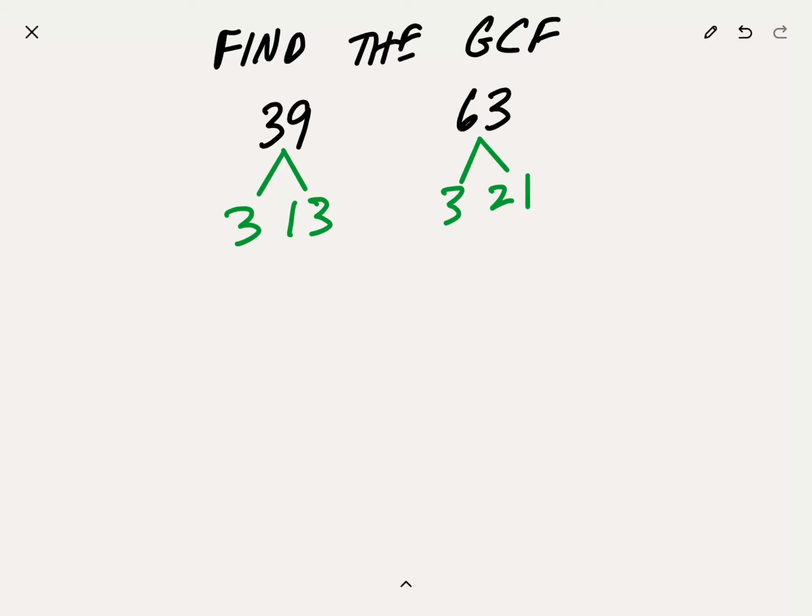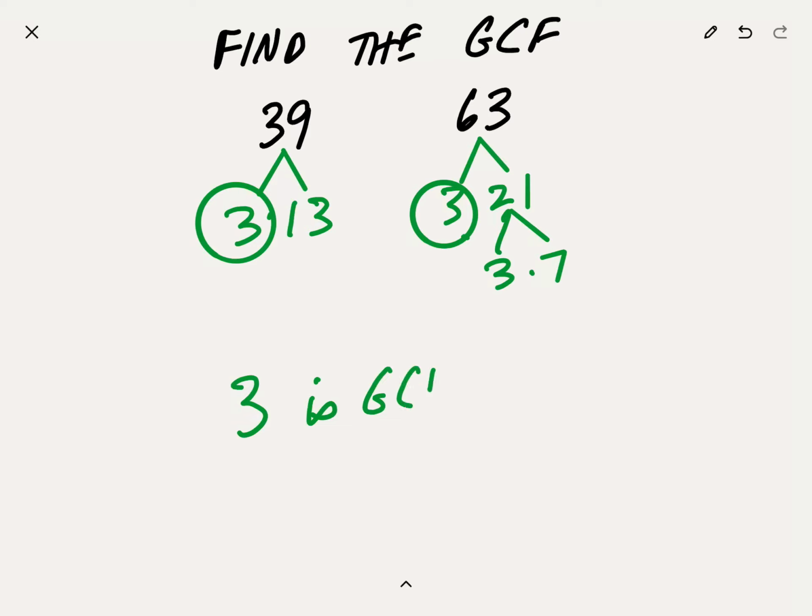That's going to be 21. 21 is divisible by 3. So it's 3, 7. And those are all prime factors. So 3 times 13, 3 times 3 times 7. They both have a 3 in common. So 3, that's the greatest number of things that they have in common. Nothing else. So 3 is the GCF. That's how you do it.